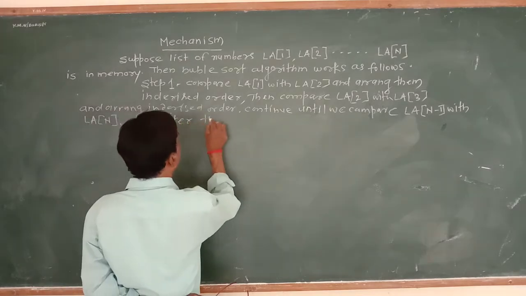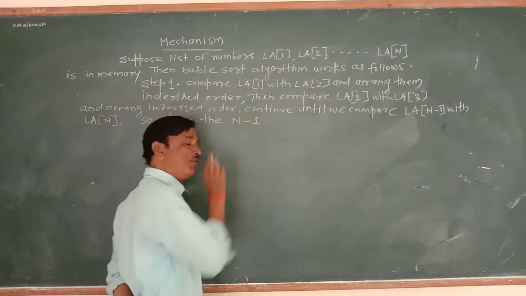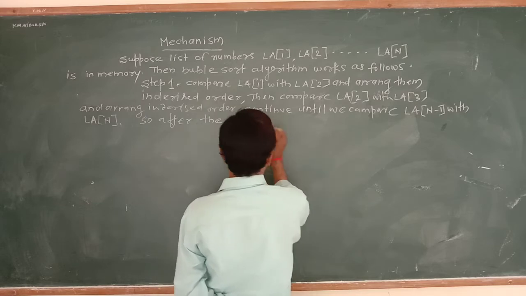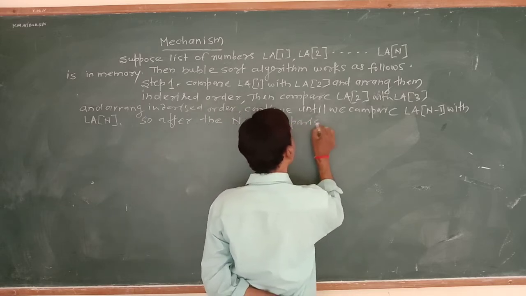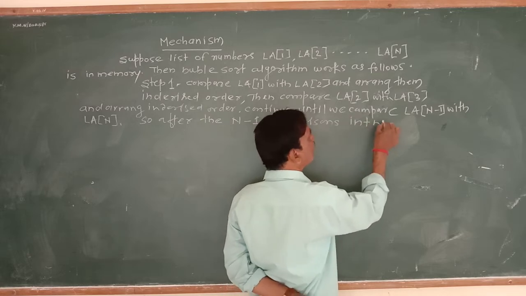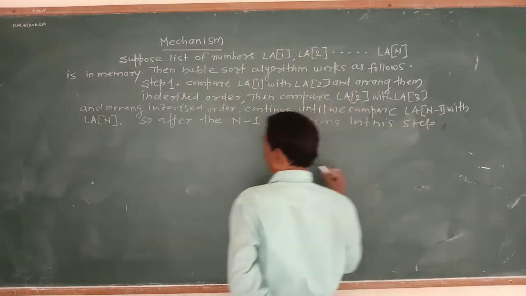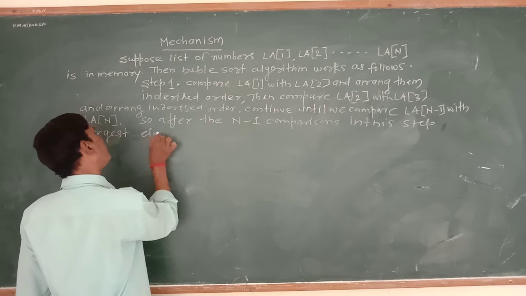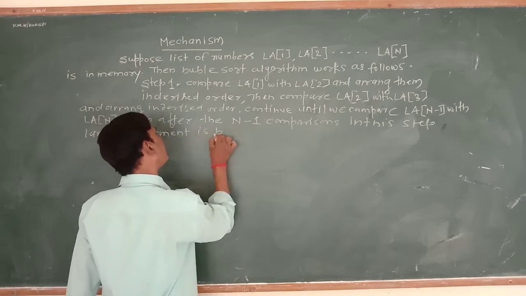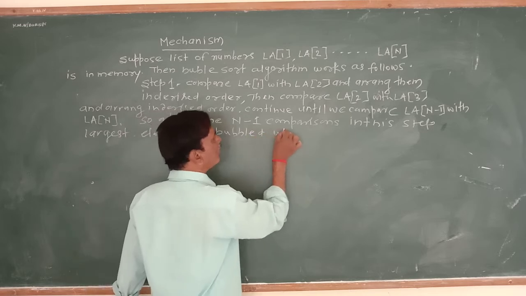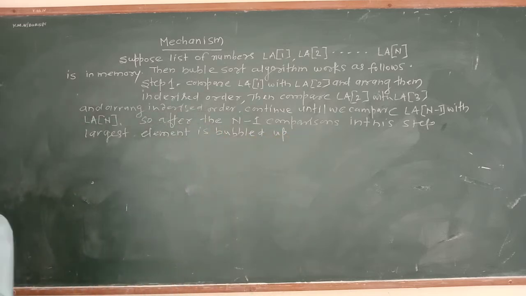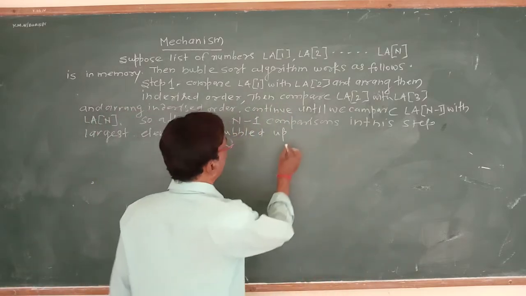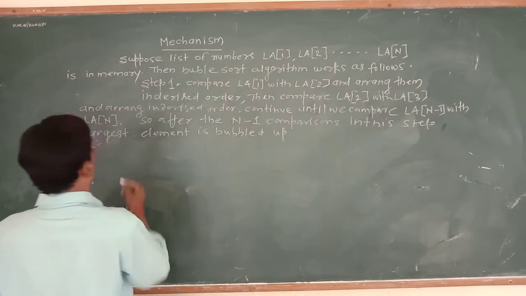So after the n minus 1 comparisons, because we have seen for 5 elements in the first step 4 comparisons were there, in this step the largest element is bubbled up. The largest element is bubbled up, it has occupied its position. Step number one.